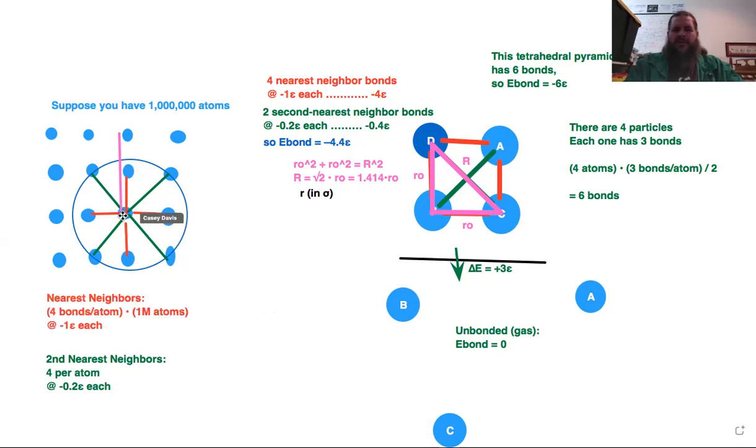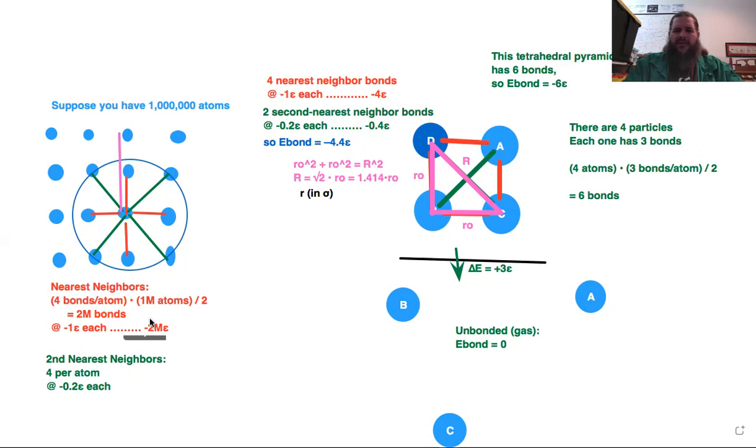But also remember, if we say this atom has 4 bonds and this atom has 4 bonds, we're counting each of those bonds twice. So what else do we need to do? Yeah, divide that by 2. So we actually get 4 times a million divided by 2. That's 2 million bonds. I'll just write that as 2 capital M, 2 million bonds at negative 1 epsilon each. So 2 million times negative 1 epsilon, that's negative 2 million epsilon. So negative 2 million times epsilon is the energy of all of the nearest neighbor bonds.